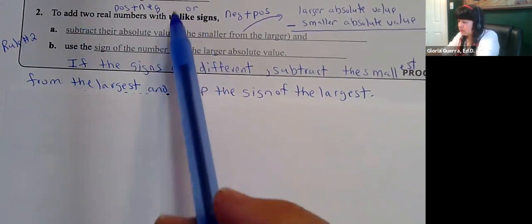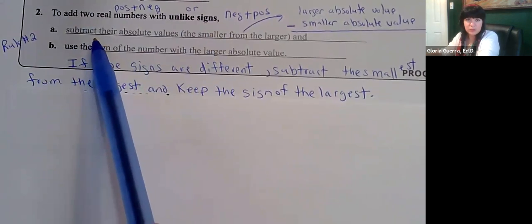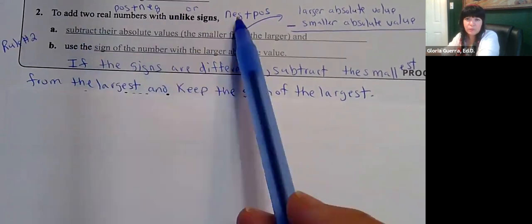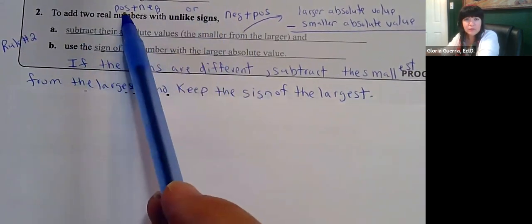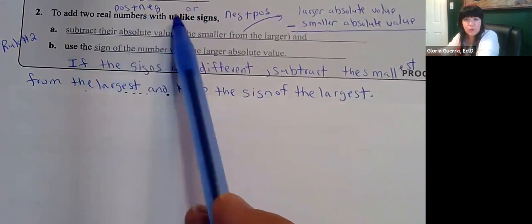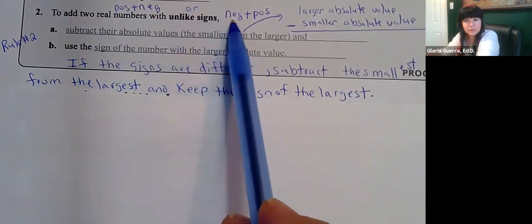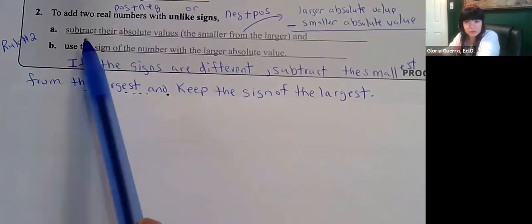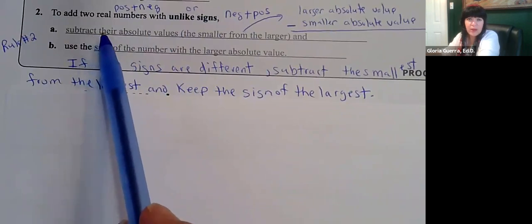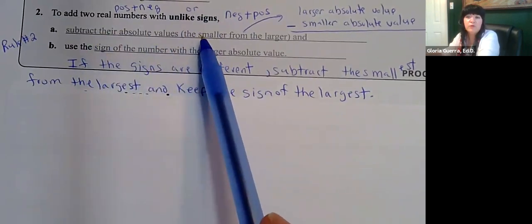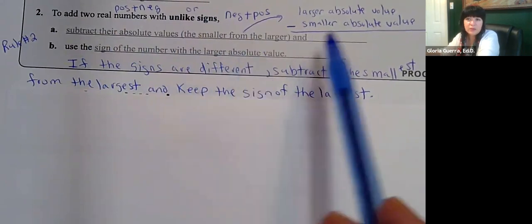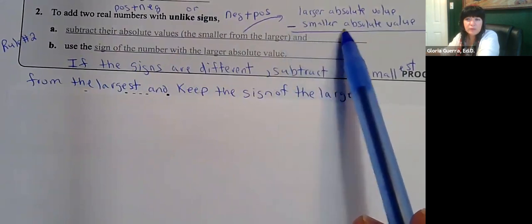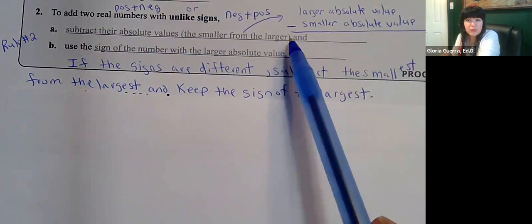So you wanna subtract. I know it sounds strange because you're adding, you see a plus sign and you're adding two numbers with different signs. You either have a positive plus a negative, or you have a negative plus a positive. So you see that plus sign there, right? But it actually wants you to subtract. That's the rule. Subtract their absolute values. So they say the smaller from the larger. And so I wrote it like this: larger absolute value, take away smaller absolute value. Okay, so you want to do some subtraction on the side there.